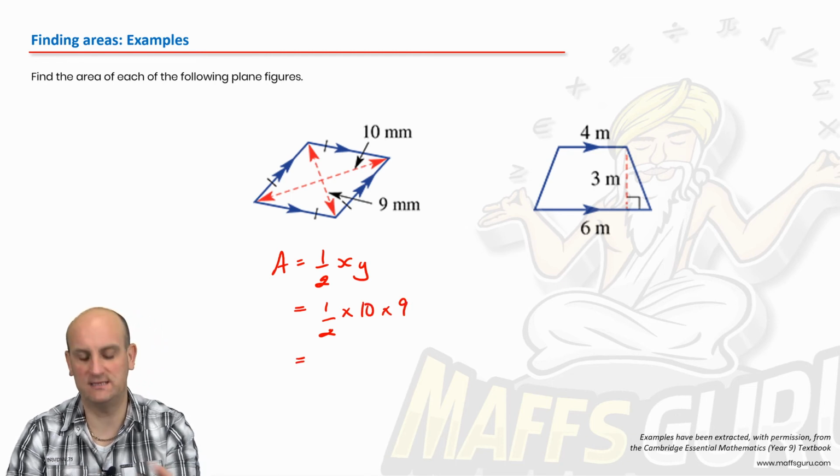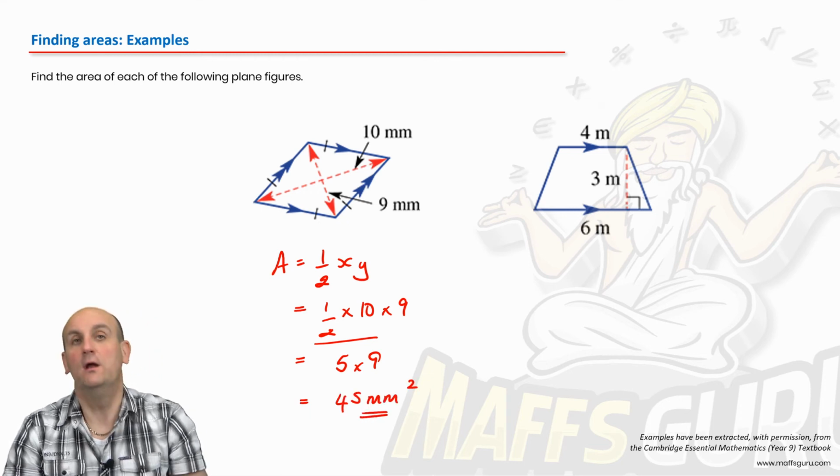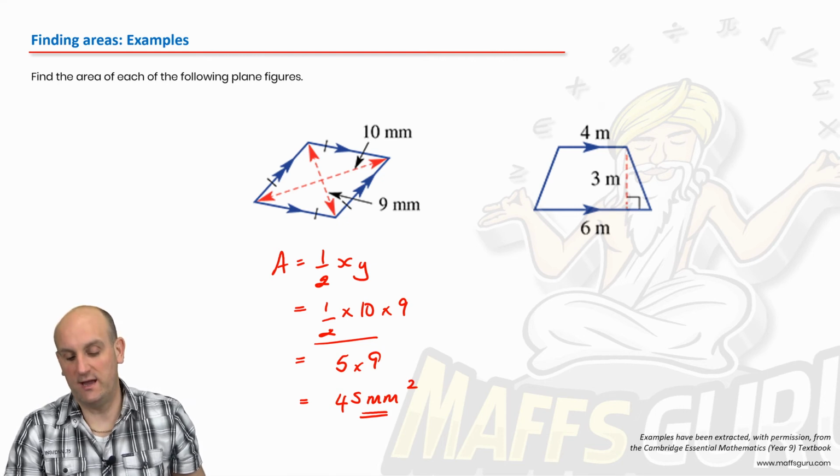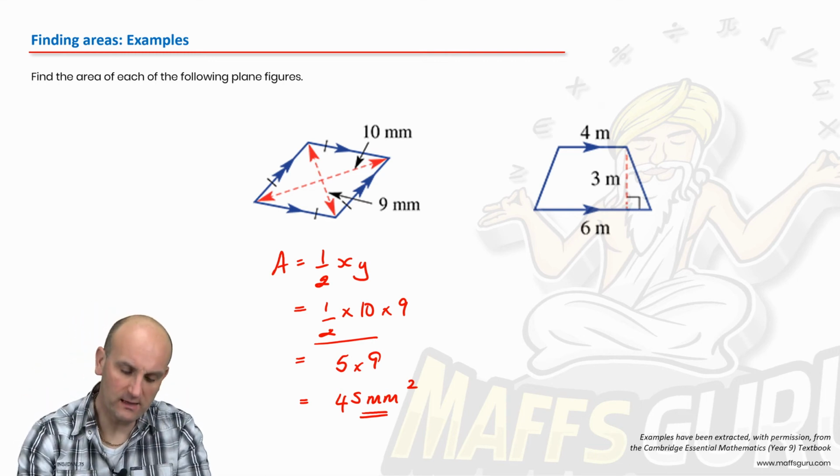Now, again, breaking this up, I tend to do a half times 10 is 5 times 9, and I know that 9 5s are 45, and don't forget my units of measurement, meters and millimeters squared. Okay, so a half times the diagonals times together. Here we go. Here's a practice.